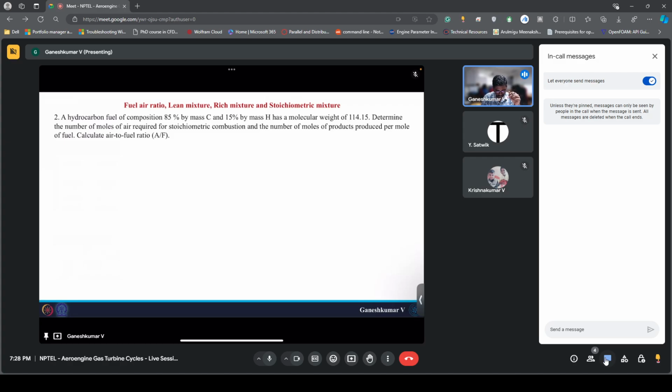Now, what we should determine is the number of moles of air required for stoichiometric combustion. We will see what stoichiometric combustion is. But if my air and fuel mixture undergoes stoichiometric combustion, what would be the number of moles of air that I need, and what would be the number of moles that I would be producing per mole of fuel, is what they are asking.